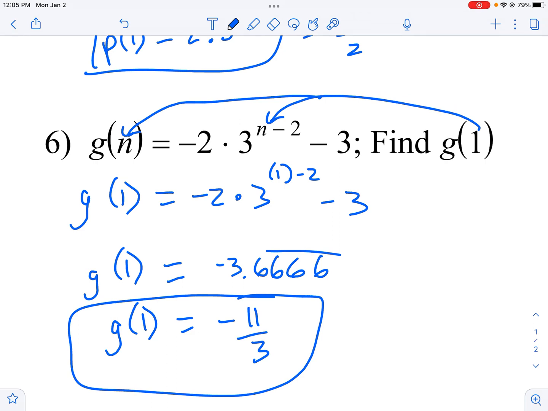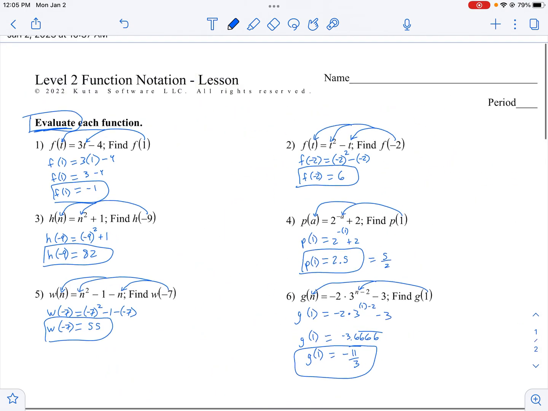So there you go. That's level 2 function notation. Plug the number in, use a calculator. It's great.